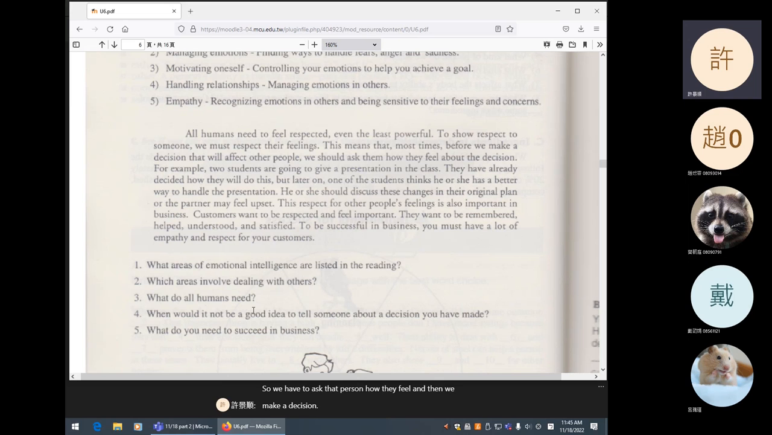So when would be a bad time to tell someone about a decision? After you make the decision is a bad time. You should let them know before you make the decision. Number five, what do you need to succeed in business? Respect for other people's feelings. To be successful in business, you must have a lot of empathy and respect for your customers.